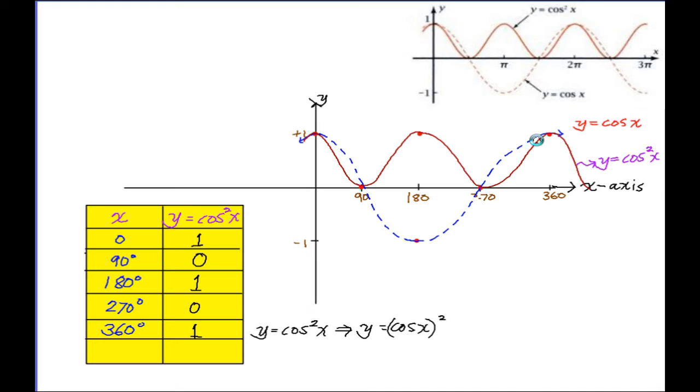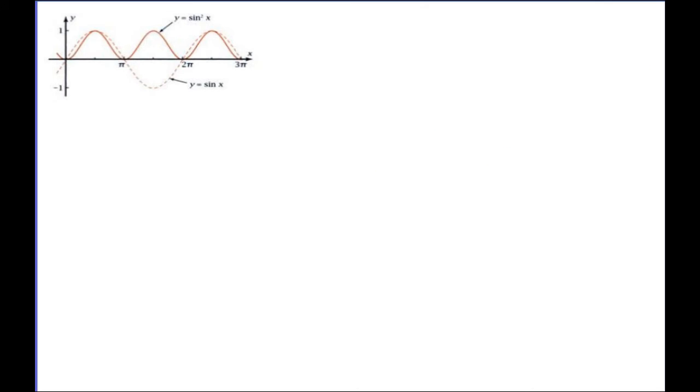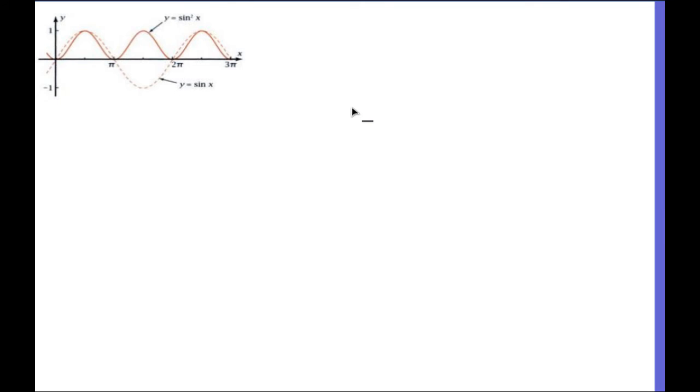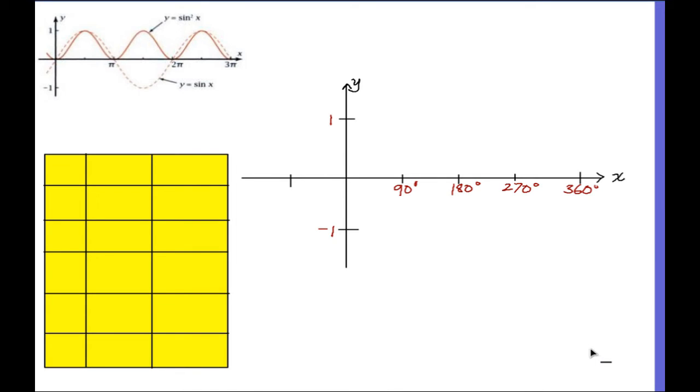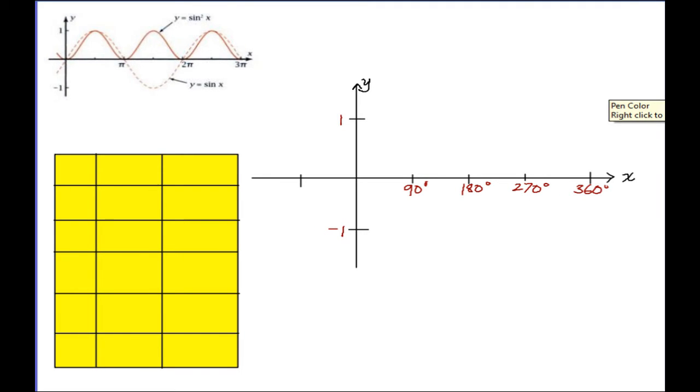How about our sine function? For the sine function, let's start again with the axes and have our labels. Some of the annotations are already ready. This is our x, and this will be y is equal to sine x, and the other one would be y is equal to sine squared of x. Now let's see the difference here.